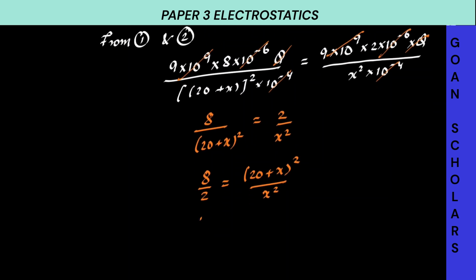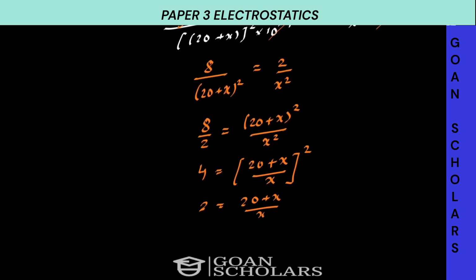I hope this is clear. So 8 by 2 is 4. So 4 is equal to ((20 plus x) upon x) whole square, we have combined both of them. Taking the square on the left hand side, it will be 2, which is equal to the root, because the square, if you take it on the left hand side, will become a root. So root of 4 is 2, equal to (20 plus x) whole divided by x.